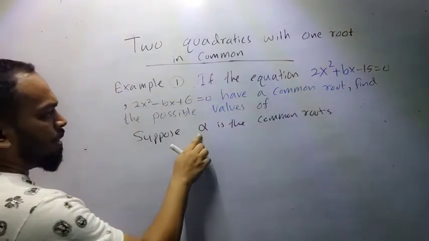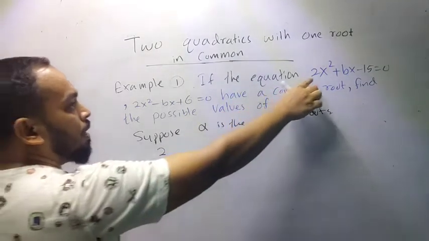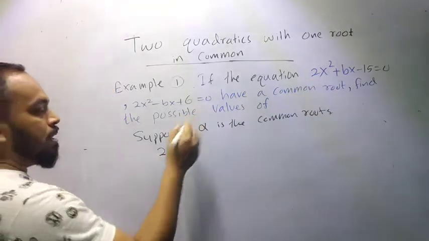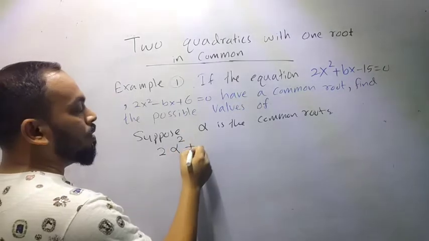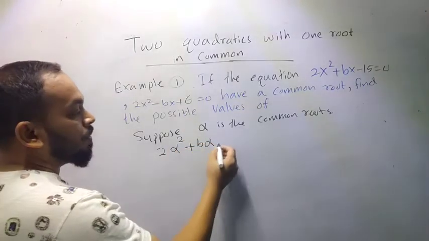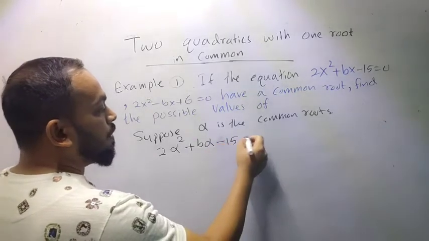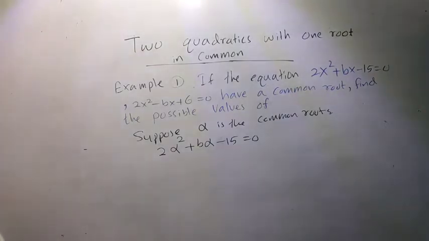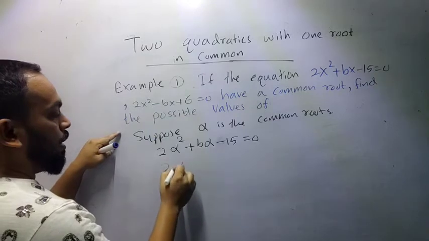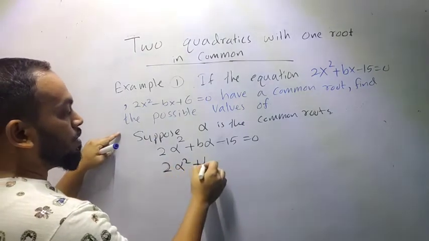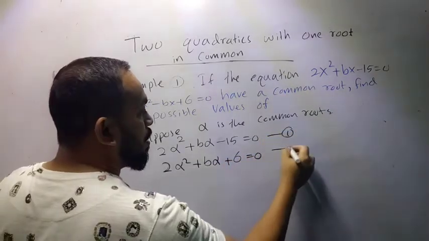Right. So when you take the common root as alpha, you can have two relations, which means this equation is satisfied when you replace x with alpha. So 2 alpha squared plus b alpha minus 15 equals 0. Next one, 2 alpha squared minus b alpha plus 6 equals 0. This is equation 1, equation 2.